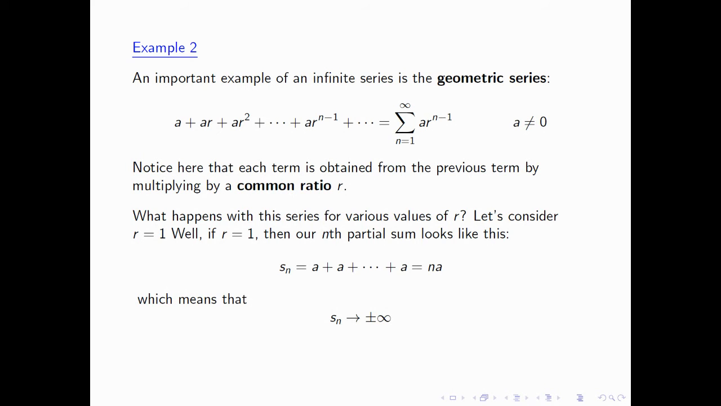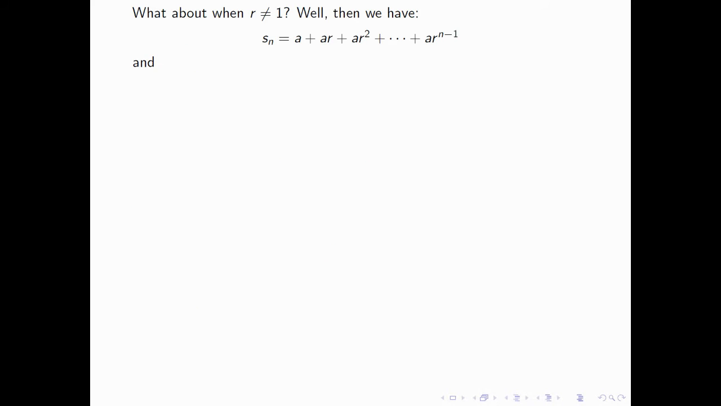When will it go to plus infinity? Well, if you think about it, if a is a positive number, then Sn will go to plus infinity. If a is a negative number, it will go to negative infinity. And we've sorted out the case r is equal to 1. The series does not converge for r is equal to 1. It diverges either to plus infinity or negative infinity.